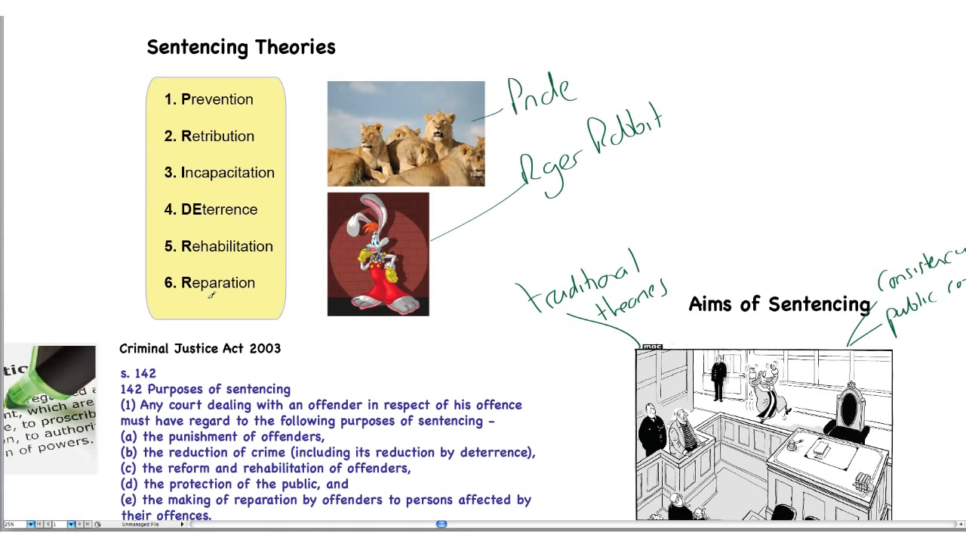Reparation means giving money back, paying back. And I'm going to spend some time looking at some of these in depth, and there are frequently questions on what the different types of sentencing theory are. So knowing them, again, is a key to getting good marks.